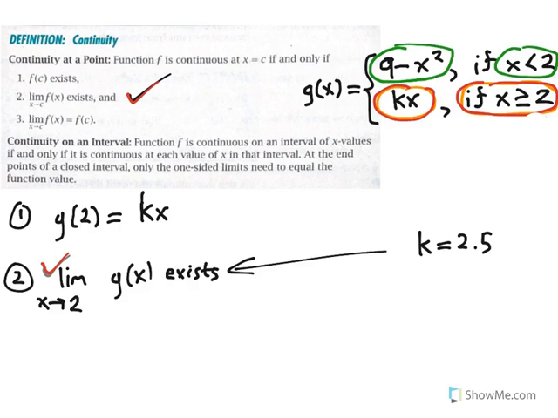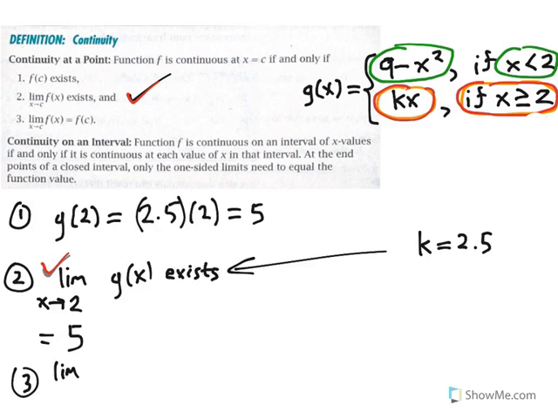you can verify that g of 2 would be equal to k times x. If k is 2.5 and x is 2, then g of 2 would be equal to 5. The two-sided limit as x approaches 2 would also equal 5. So all three conditions from the definition of continuity would be satisfied for the function g of x at x is equal to 2, if you choose k to be 2.5. The limit of g of x as x approaches 2 will be equal to g of 2 as well.